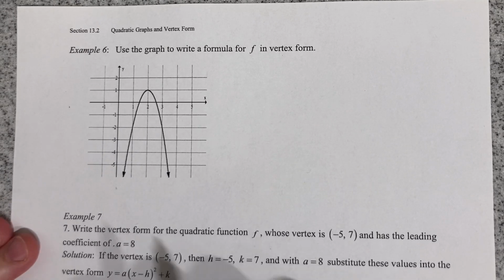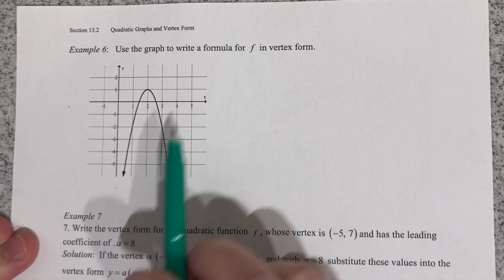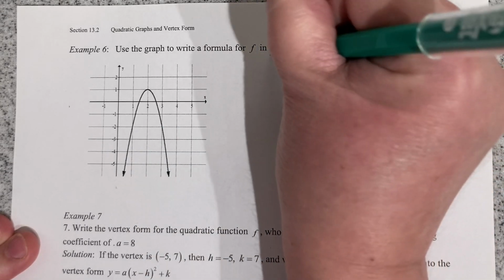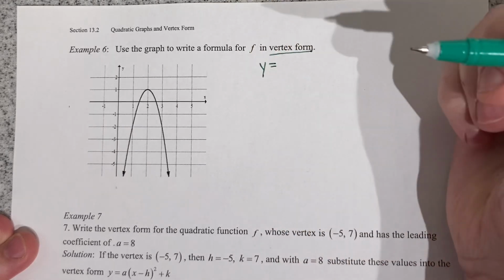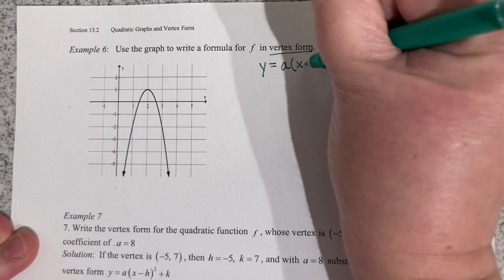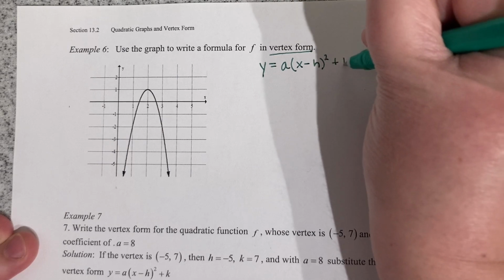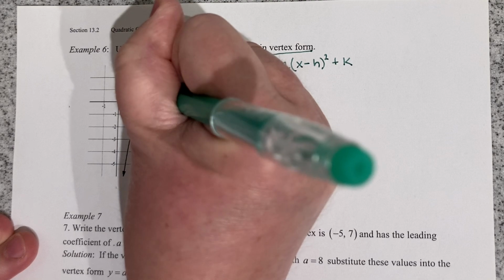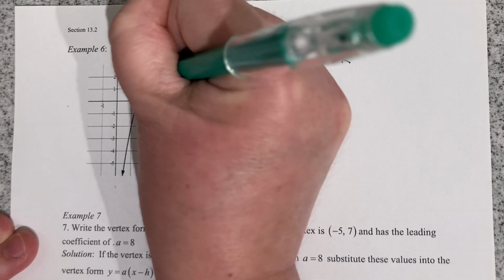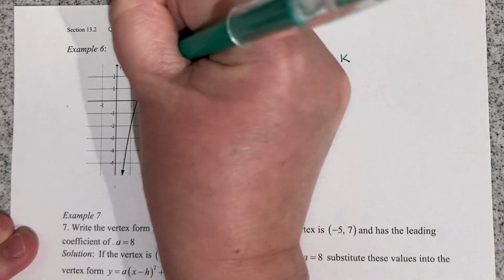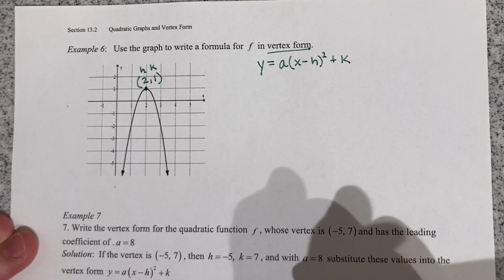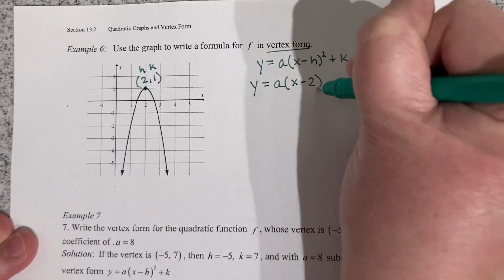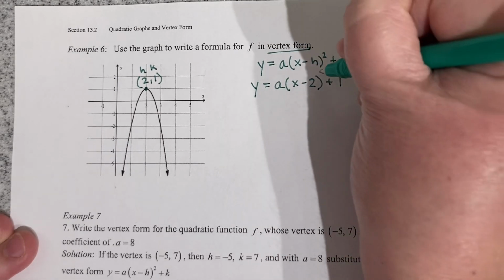Let's do another example where we're given a graph and we need to use vertex form to find an equation of this graph. So vertex form, just to recap, it's always nice to write it down, is y = a(x - h)² + k. And what we're going to do is plug in this vertex, which in this graph is the point (2, 1), and that's our h and k. So y = a(x - 2)² + 1. Oh, make sure to put that squared in there.